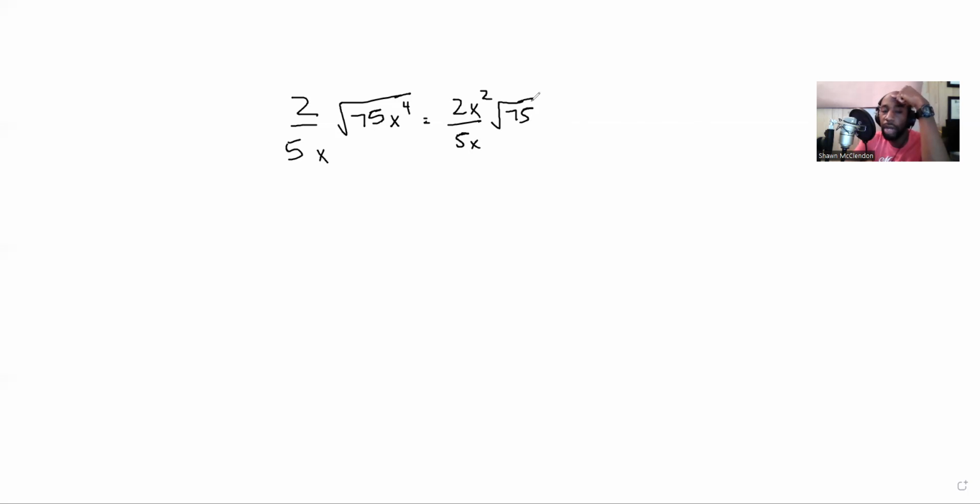Before we use the product rule, let's simplify this. You have x squared up here and an x down here. Those can kind of simplify. So this goes away and this becomes just x, because it's x squared divided by x. Okay, so let's rewrite that. So that's 2x over 5 times the square root of 75. Now 75 we know is, using the product rule, 25 times 3.